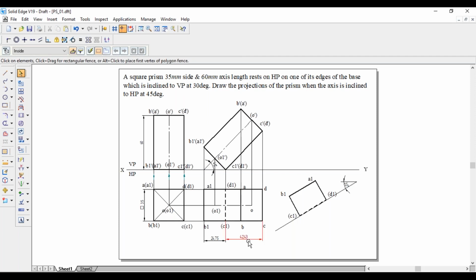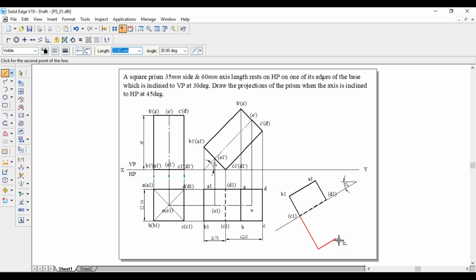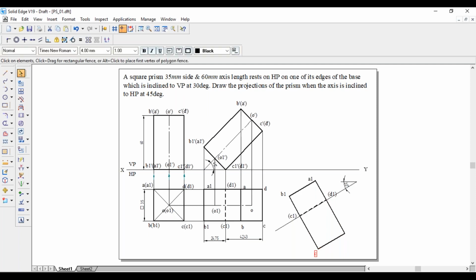Similarly, right side of C1 D1 has a length of 42.43. So from C1 downward, 42.43 mm. Similarly, from D1, 42.43 mm. Join these two. This is C, whereas this one is D.